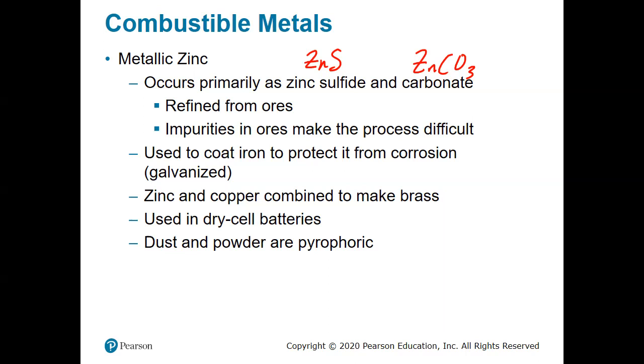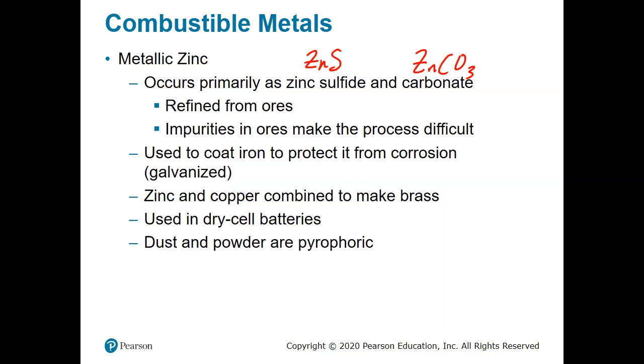We find zinc used in the production of brass. Brass is basically an alloy of zinc and copper. And we also see it used in dry cell batteries. These would be pretty much any of your alkaline kind of batteries, AA, AAA, those button batteries that you use to power watches, hearing aids, and so on and so forth.